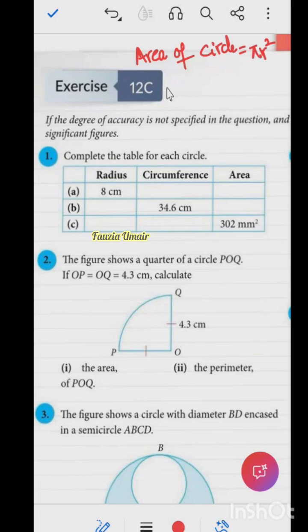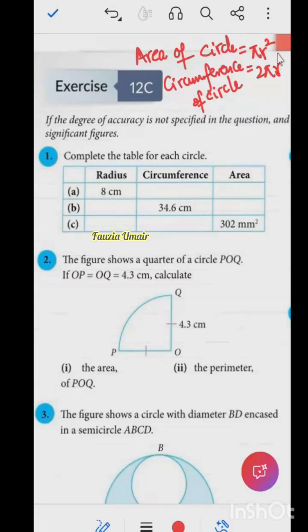So what is circumference, or perimeter as we call it? What is circumference? Anyone else? What is the circumference of a circle? 2 pi r. Okay, so we need to keep these formulas in mind, and we will change these formulas for a semicircle. A semicircle is half of a circle, so we will adjust the formulas accordingly.